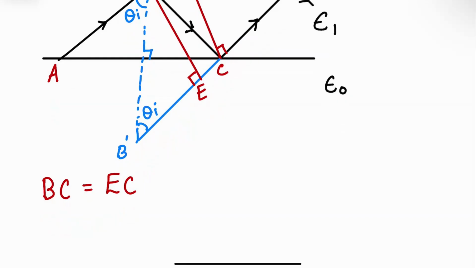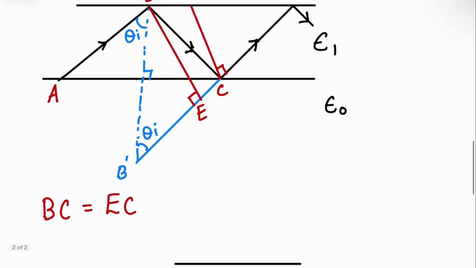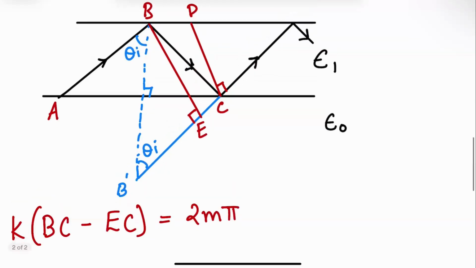Now, strictly speaking, this is not true. It doesn't have to be equal to EC. They just have to have a phase relationship. Whether you reach this point as a wavefront advance from this location or whether you reach this point from this to here, they both have to have the same phase. For them to have the same phase, you don't need these to be equal. What you need is for BC minus EC times K, which is the total phase advance, to be equal to 2m pi. If you understand this part, it will give you quite a bit of insight into waveguides.